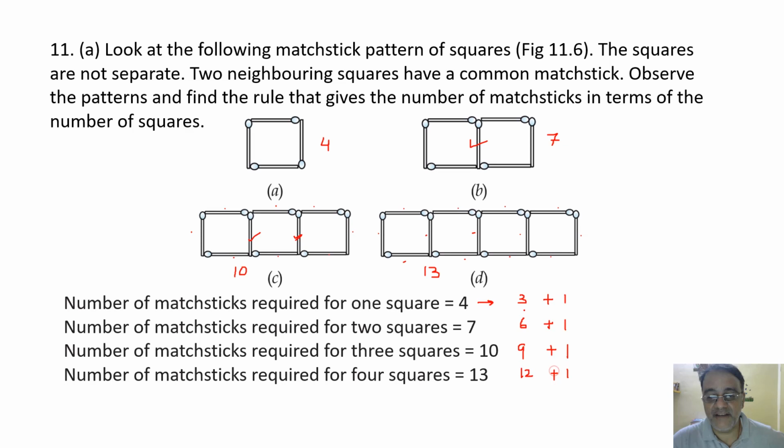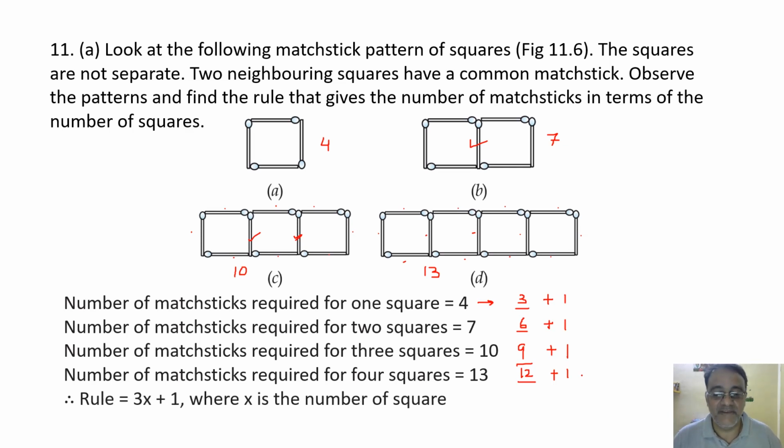Now, if you see carefully, this 3, 6, 9, 12 is nothing but multiples of 3. 3 into 1, 3 into 2, 3 into 3, 3 into 4. So ये जो 1, 2, 3, 4 क्या आ रहा है? This is the number of squares. So, इसको हम लोग लिख सकते हैं 3x. ठीक है, ये जो फर्स्ट वाला है. And plus 1 is common. So the rule which we can make is 3x plus 1, where x is the number of squares. Any doubt? No, sir.